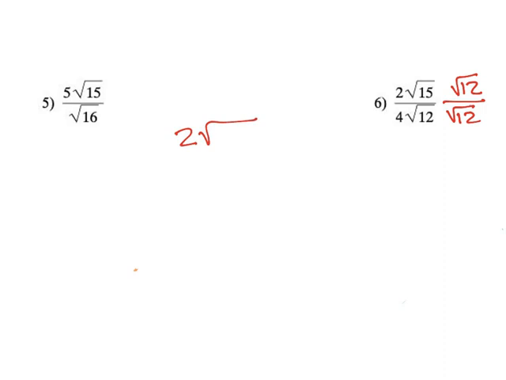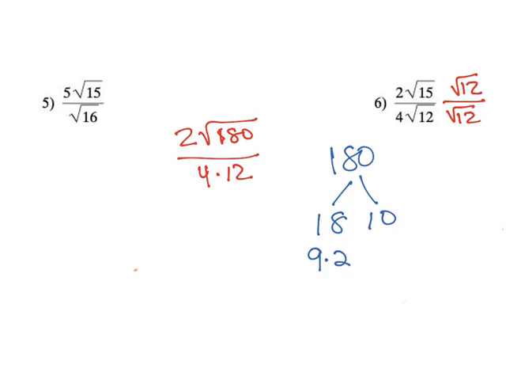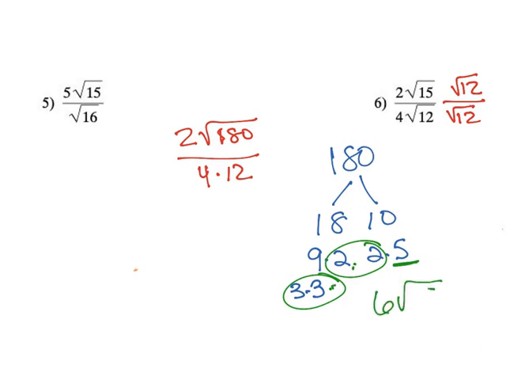Whoops, 15 times 12. 180, oops, 180 over 4 times 12, right? So what is radical 180? We need to simplify that. So 180, my head went to 18 and 10, so that's 9 and 2 and 2 and 5 and 3 and 3. So that gives me a pair of 3s and a pair of 2s and a leftover 5. So 3 times 2 is 6 radical 5. So that's what's in place of the 180.